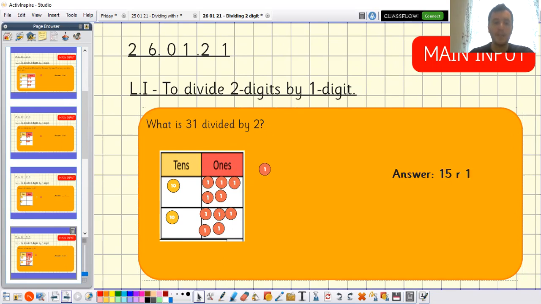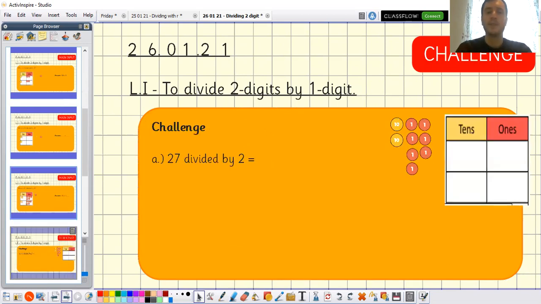Now our challenge is going to work a little bit differently today. For your challenge, I want you to have a go at one question, then I'll give you the answer. Then we'll do another question, I'll give you the answer, and a final question, and I'll give you the answer. So this one, 27 divided by 2. Pause the video here, have a go at that one yourself, and we'll look at the answer together in just a moment's time. If you want a bit of help, remember you can draw a place value grid a bit like I've shown you here on the side. Pause the video, have a go.